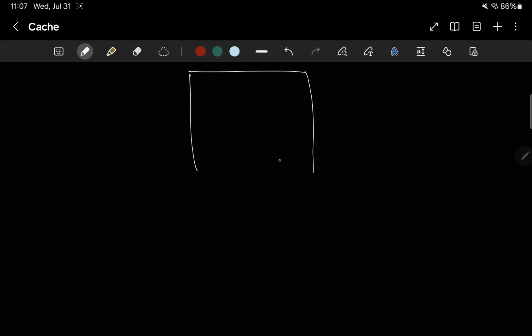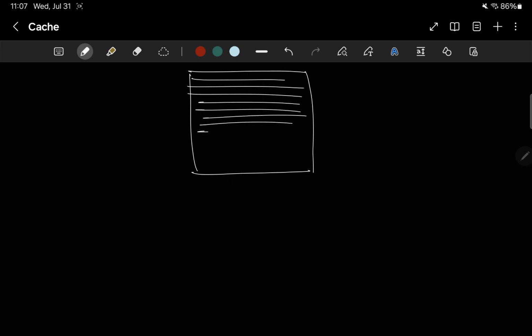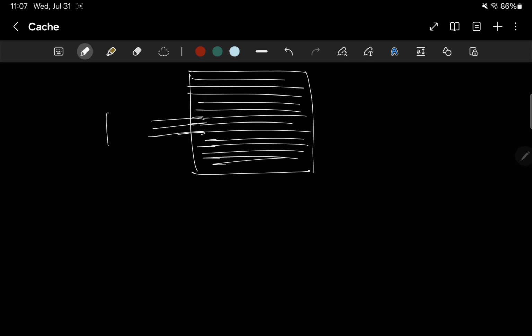So, if you have, let's say, a very big memory and you have to frequently access it, then it will take too much time. So, that's why we keep a smaller memory where frequently accessed items are stored so that we can quickly retrieve from this. What is the best real life example of this?